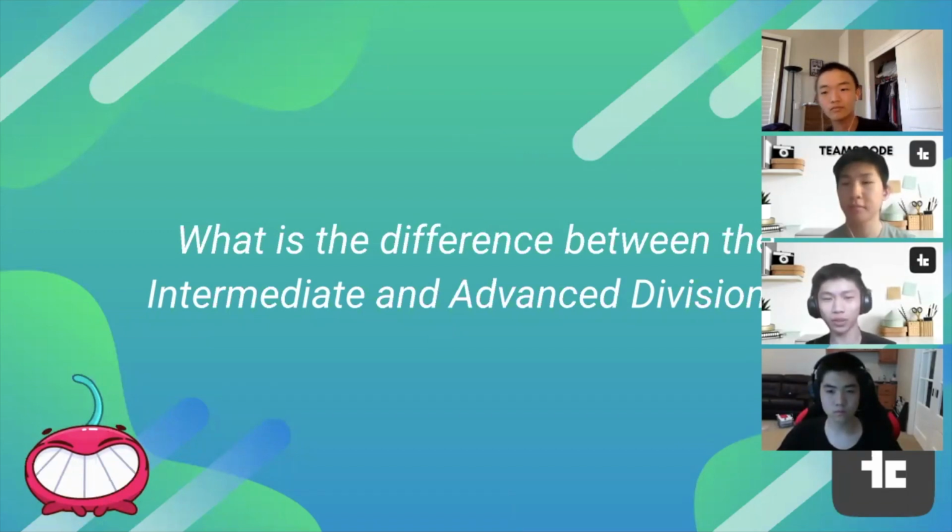Another difference is that the advanced division has a greater prize pool than the intermediate. Specifically, each member of the first place team for the advanced division will get $50. Each member for the second place team will get $25, and third place team gets $15 each. For the intermediate division, first place gets 25, second place gets 15, and third place gets 10.